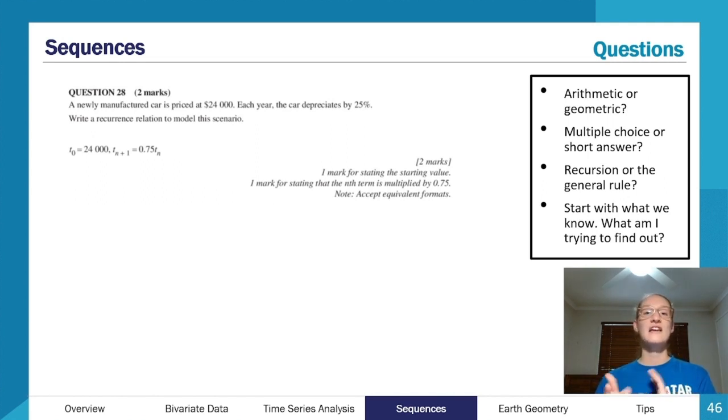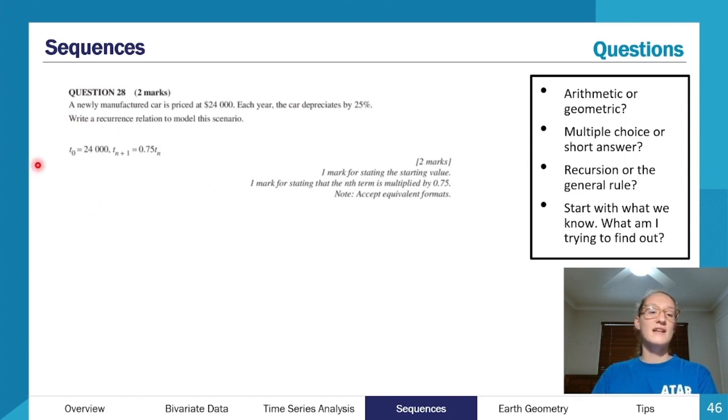You also need to work out, should I use recursion or the general rule? And here it said, write a recurrence relation. So we're going to use the recursive definition. Another helpful thing to help you step through a sequence type question is to always start with what you know. Here we can see that a newly manufactured car is priced at $24,000. Each year the car depreciates by 25% and we're writing a recurrence relation.